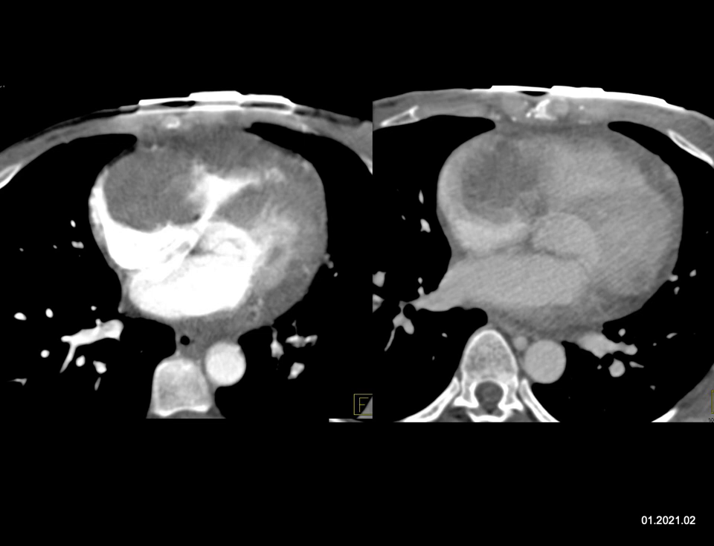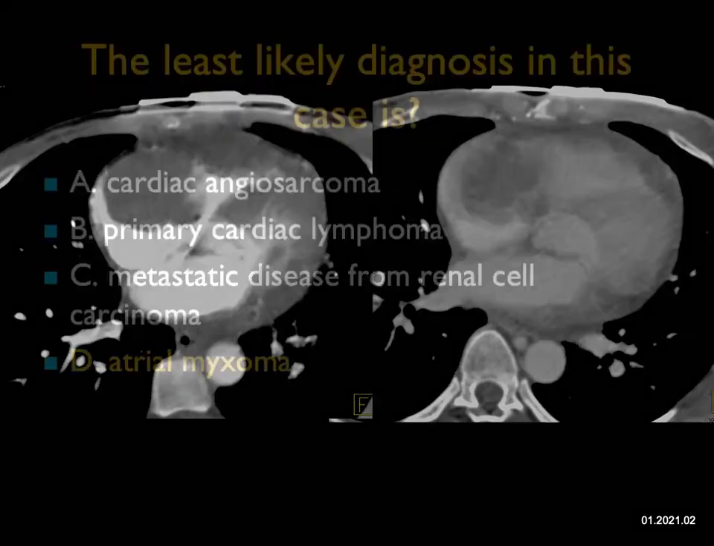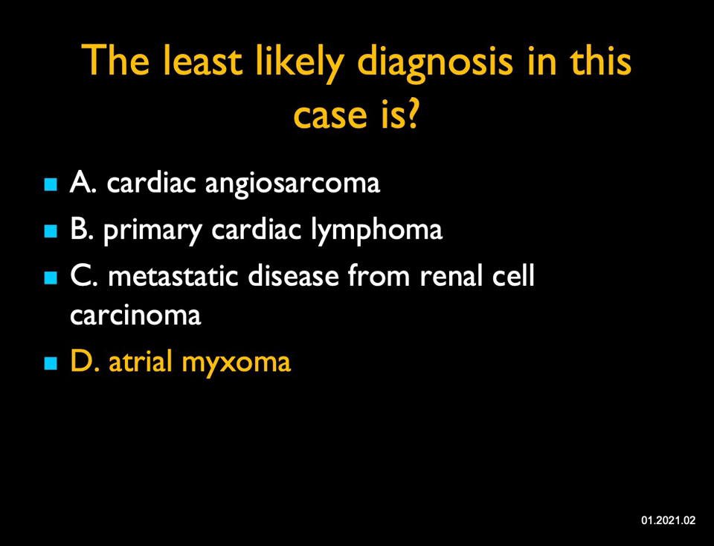It's rare to get a myxoma, and myxomas are kind of smooth borders. They can be small or they can be larger. So truthfully, the least likely diagnosis in this case to me is an atrial myxoma. So that's the answer.